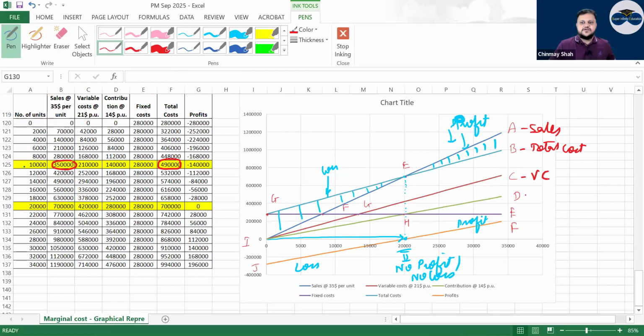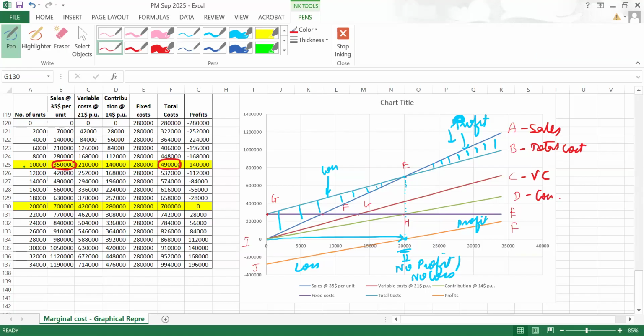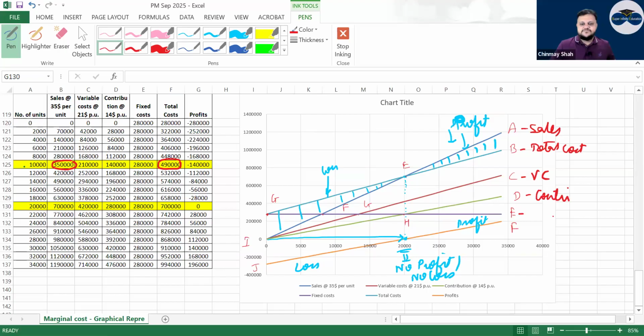Variable cost. What is D? Tell me. देखो D. D is what? Contribution. Correct. E is what? Fixed cost. And F is what? Profit. Correct. अब शांति से. Okay.